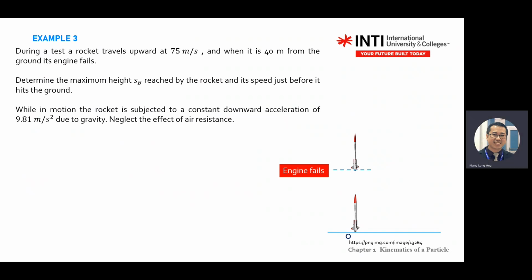While in motion, it tells you to use 9.81 for gravity. Ignore the effect of resistance. In this case, you know straight away, what is the value of acceleration? Constant. It's given already. So you can use the equations of motion, the three equations there. Okay. So you update your drawing: 40 meters, position B, then velocity 0.